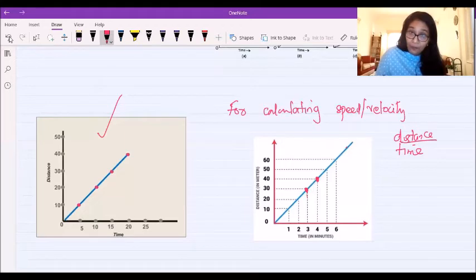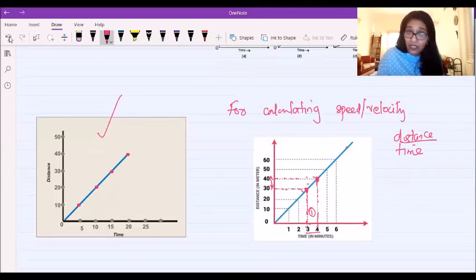Draw perpendicular lines towards the x-axis and y-axis. From that particular point, draw lines from both points towards the x-axis and y-axis. Okay, so this is the point I got here, and this is the point I got here. Then take the difference in time over here. How much is the distance in time? Here one line landed on 3, the other line landed on 4. So what is the difference? The difference is 1 second.